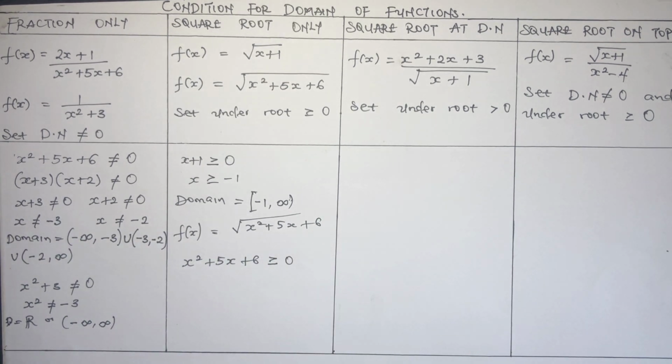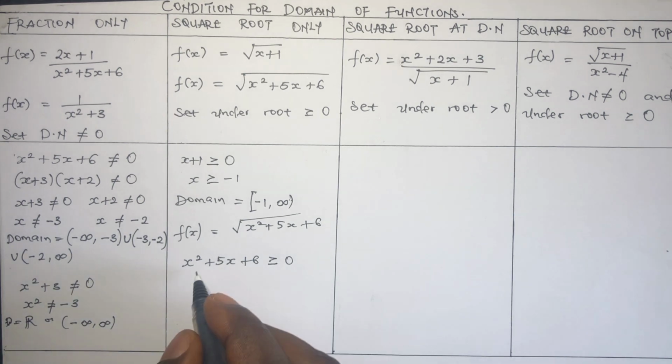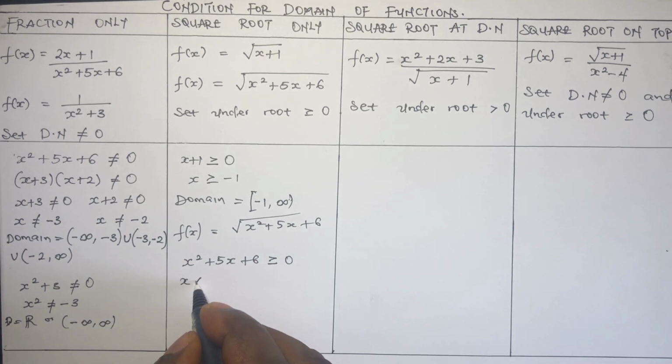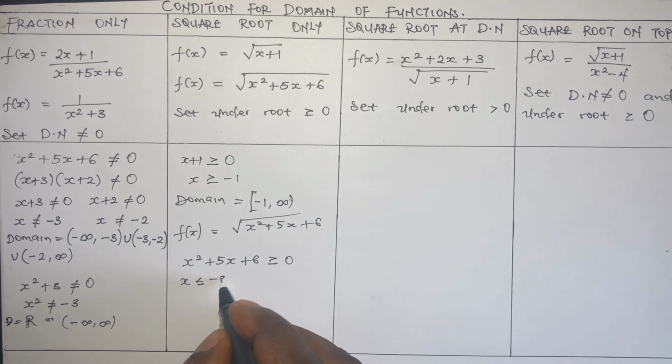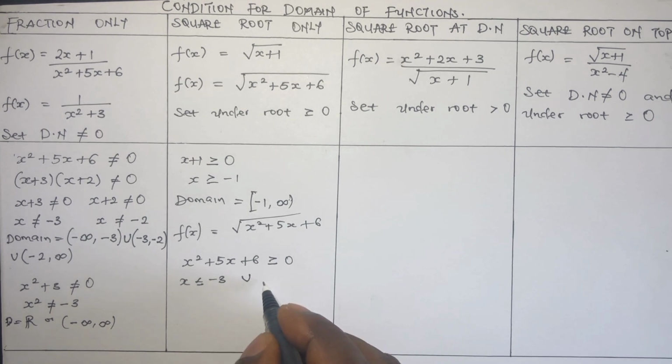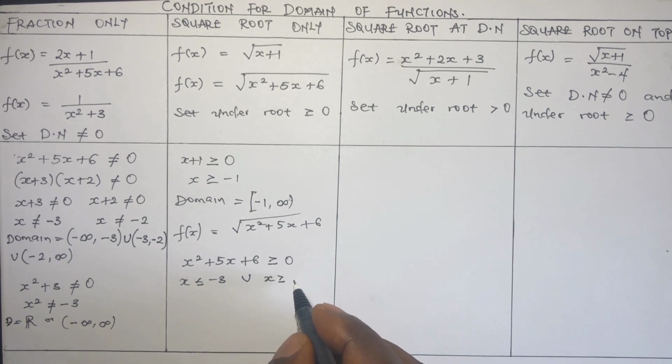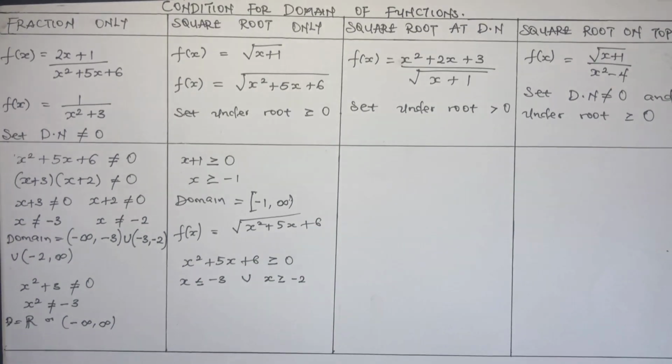Now when we apply inequality, we have x less than or equal to negative 3 union x greater than or equal to negative 2. If you are having problems with inequality, please check out my video on inequality so that you will get it cleared. So then we have to rewrite this in terms of set notation.